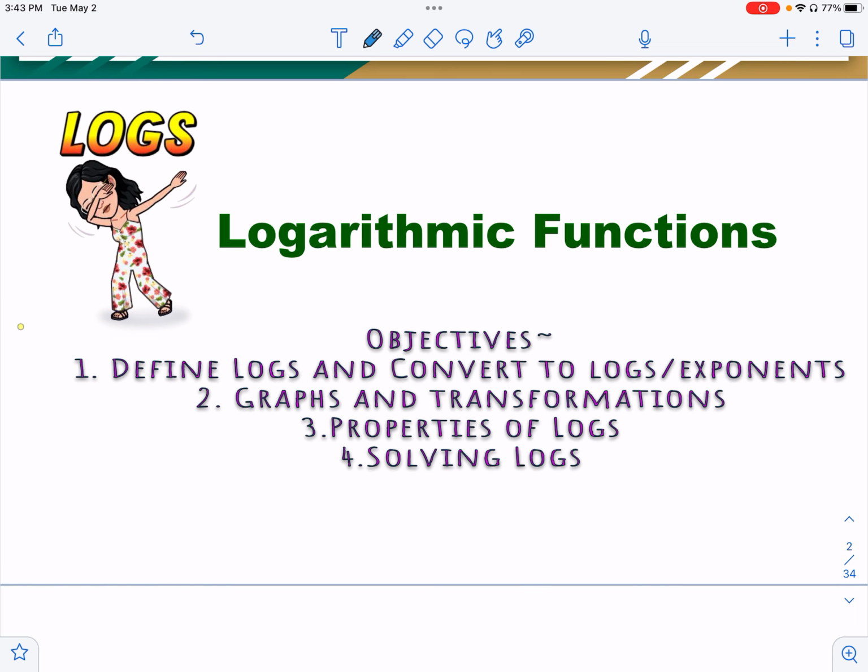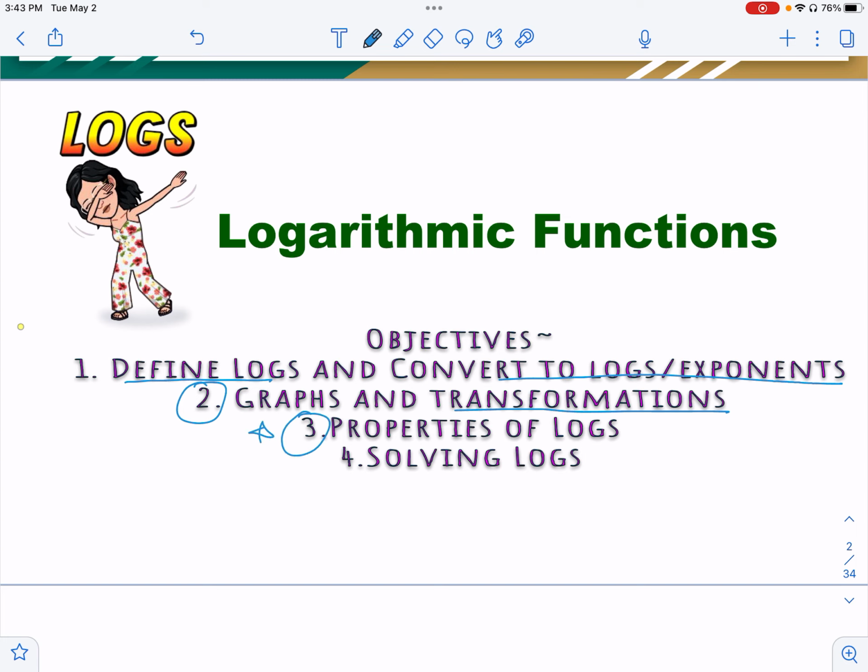All right, log functions. The objectives here are to be able to define logs and then convert logs to exponentials and exponentials back to logs. Then also do the graphing and transformation of log graphs. I may not spend too much time on graphs and transformations because it's pretty much exactly the same as any other transformations, but with log graphs.